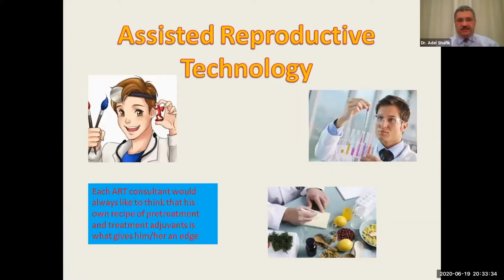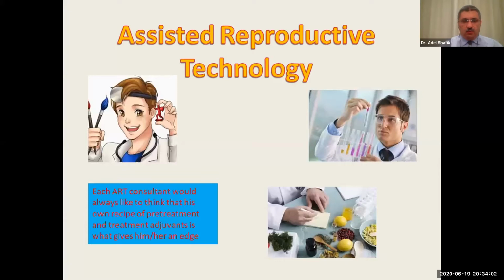To start with, why did I prefer to be an assisted reproduction specialist? Because it really combines being a science and an art. It's really an art. Very seldom do we see two patients who are the same. Our patients are different regarding age, body mass index, and follicular count. So we need to individualize a strategy of treatment for each patient.